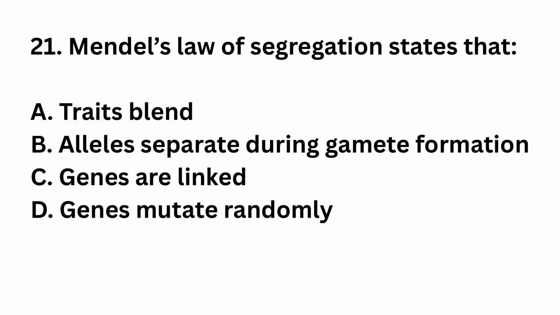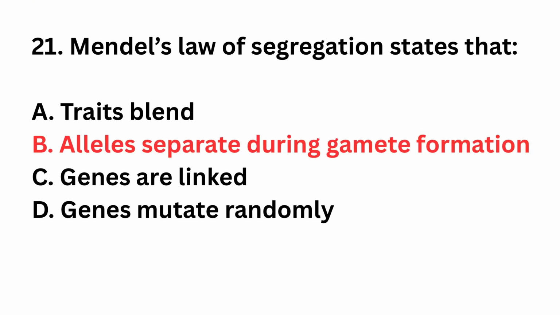Question number 21. Mendel's law of segregation states that traits blend, alleles separate during gamete formation, genes are linked, genes mutate randomly. The right answer is option B, alleles separate during gamete formation. Each gamete receives only one allele of a gene.